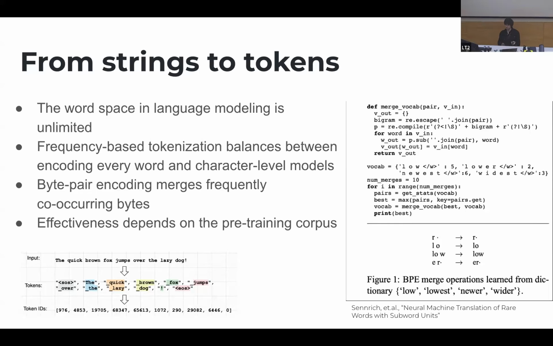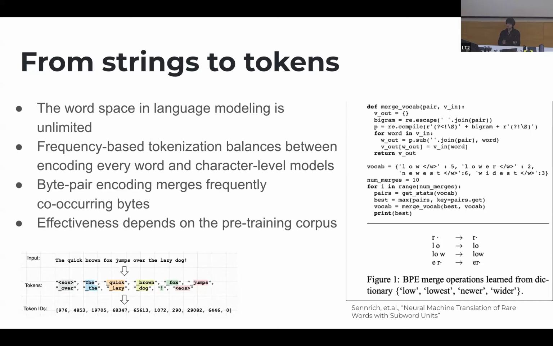The most common ways of doing this are all frequency-based, like byte pair encoding, which is essentially just looking at commonly occurring pairs of bytes and merging those that occur most frequently. The effectiveness of this is highly reliant on the pre-training corpus. So if you have a pre-training corpus that is only English, this is going to be heavily optimized towards English.